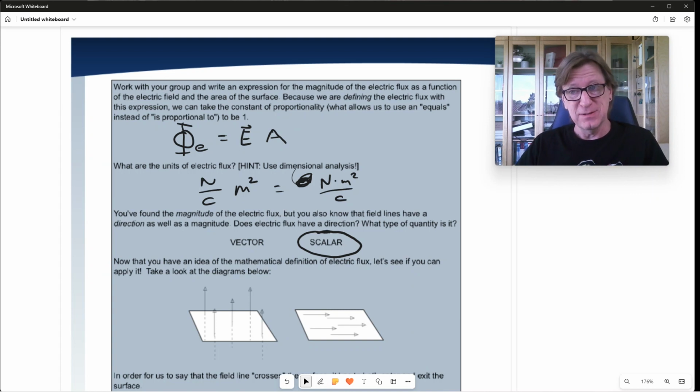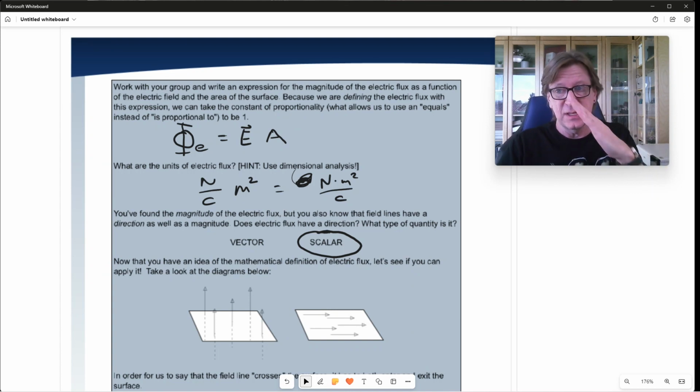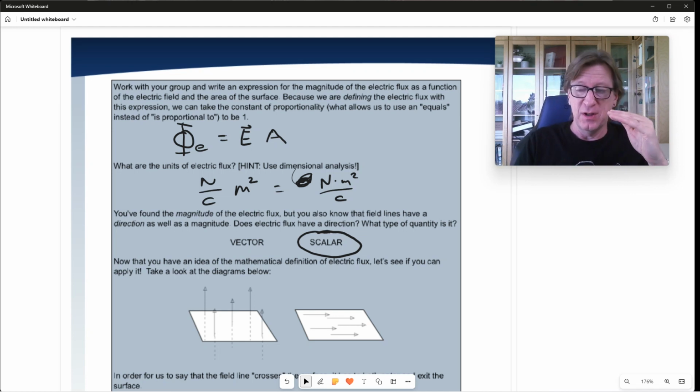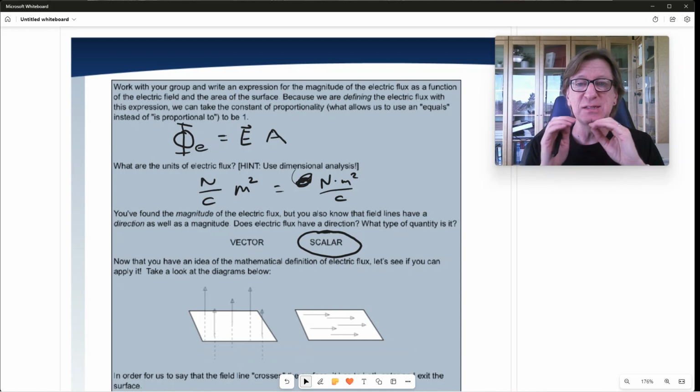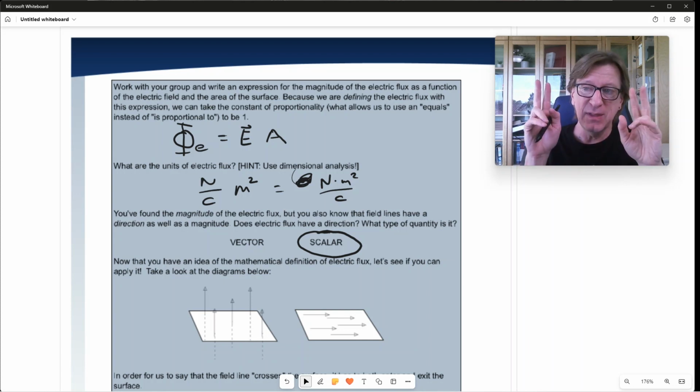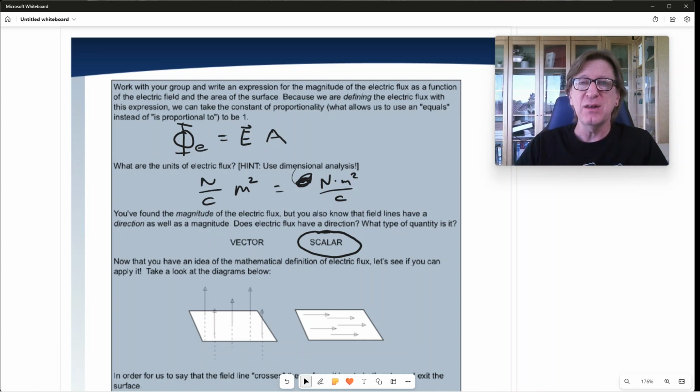The electric field is certainly a vector. It's coming at some particular angle, but that is controlling how many of these flux lines actually penetrate the surface. But the key is that how many. I'm not looking for a direction for the flux. I'm looking for how many lines. So therefore, it must be a scalar.